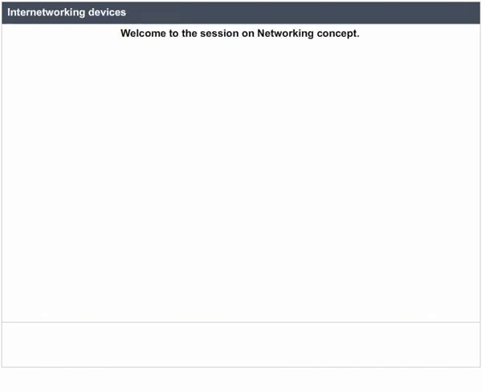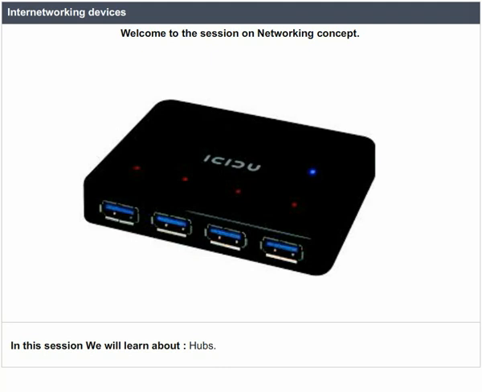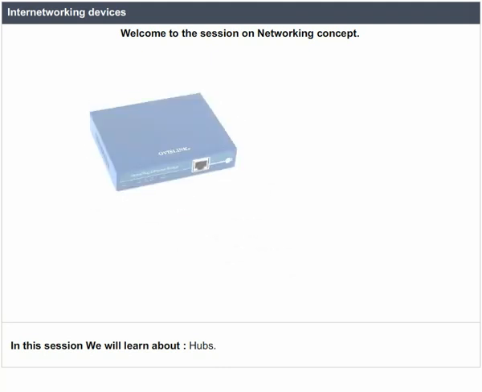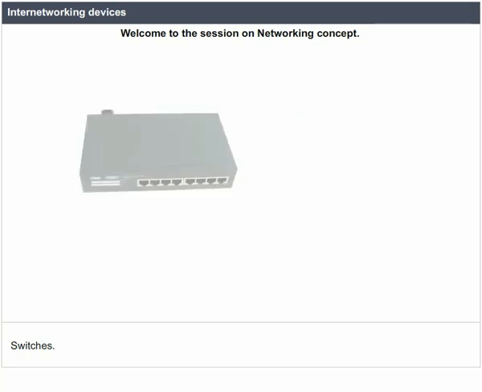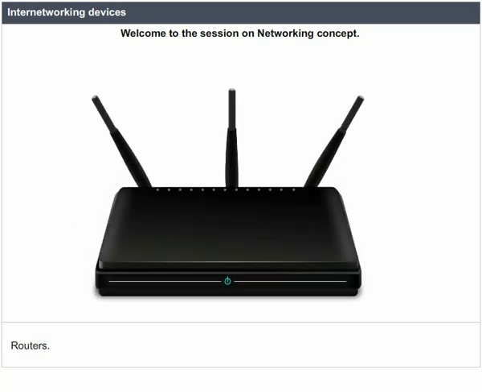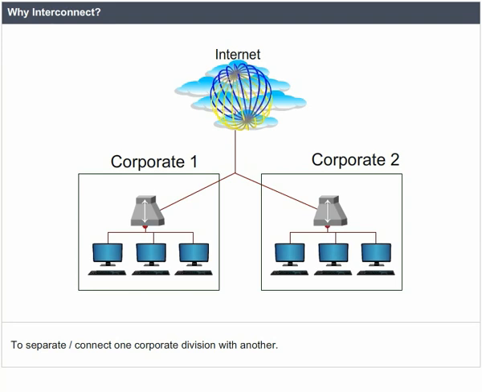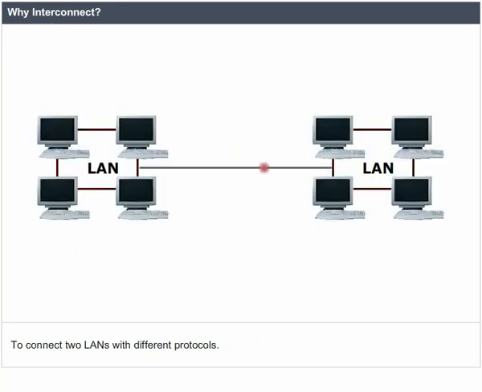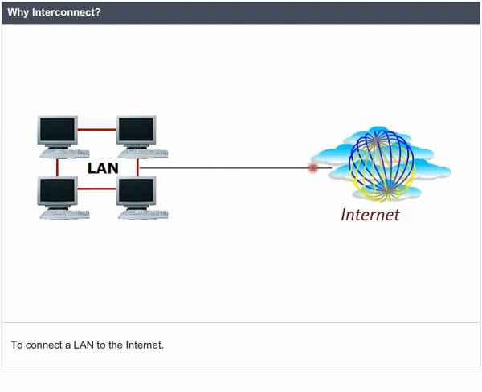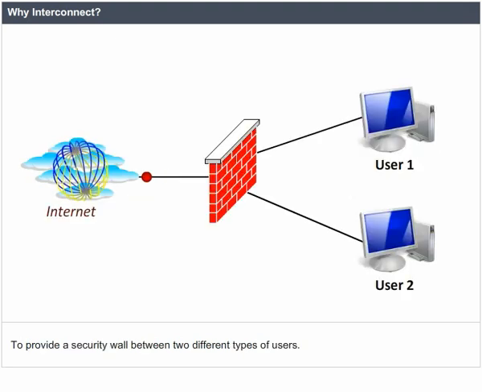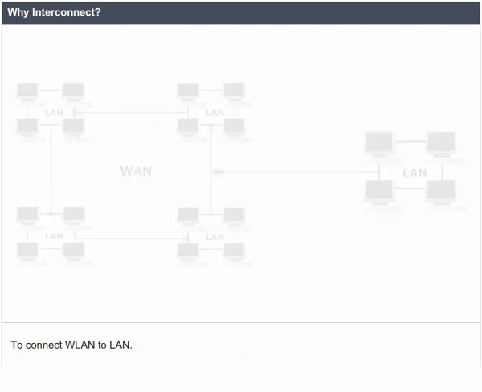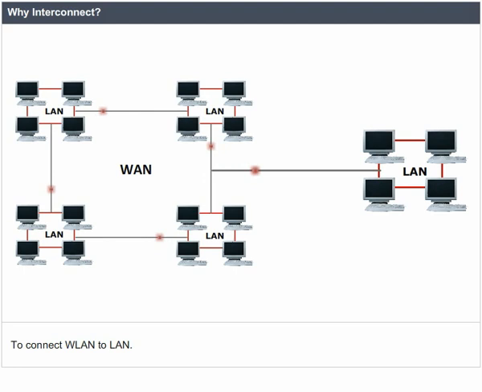Internetworking devices. In this session, we will learn about hubs, bridges, switches, and routers. Why interconnect? To separate or connect one corporate division with another. To connect two LANs with different protocols. To connect a LAN to the internet. To break a LAN into segments to relieve traffic congestion. To provide a security wall between two different types of users. To connect a WLAN to a LAN.